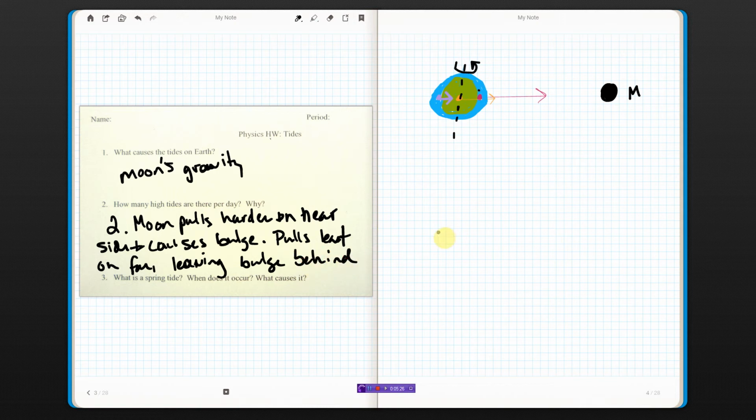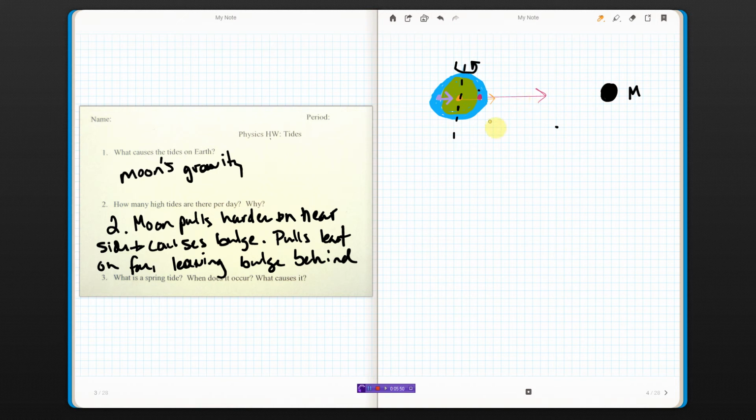Okay. Now, it says, what is a spring tide? When does it occur? What causes it? A spring tide does not occur in the spring. Well, it does, but it occurs other times too. Spring tide is basically what happens when the Earth and the Moon and the Sun make a line, because we didn't talk about the Sun yet, but the Sun has gravity. I mean, it better, or else we'd fly away in a straight line.